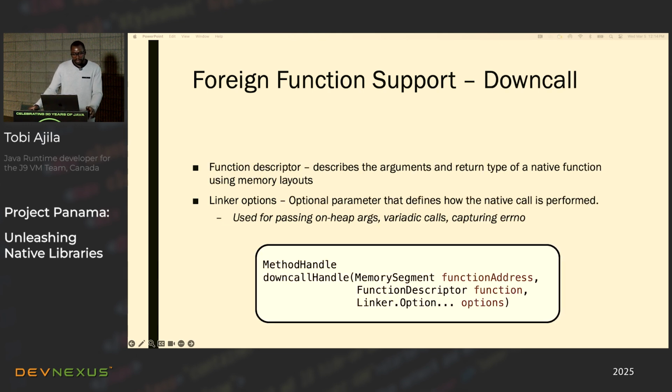So downcalls. A downcall is the main mechanism to call native functions. It requires something called a function descriptor, which basically describes the signature of the native function that you want to call, so the arguments and parameters. And this is done using memory layouts. And then linker options, these are optional. And then the function address. You'd get access to the function address by doing a lookup of the symbol.